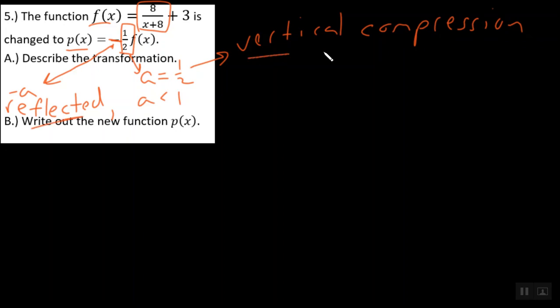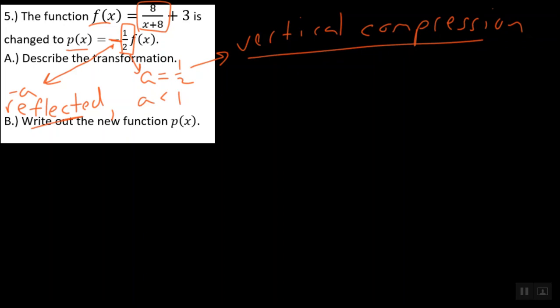Now you ask yourself, well, how does a compare to 1 in this case? Well, 1/2 we would say is less than 1, and so we'd say that for part A, we know that we have a vertical compression. Whenever our a value is less than 1, we have a vertical compression. Okay, so it's reflected and vertically compressed.